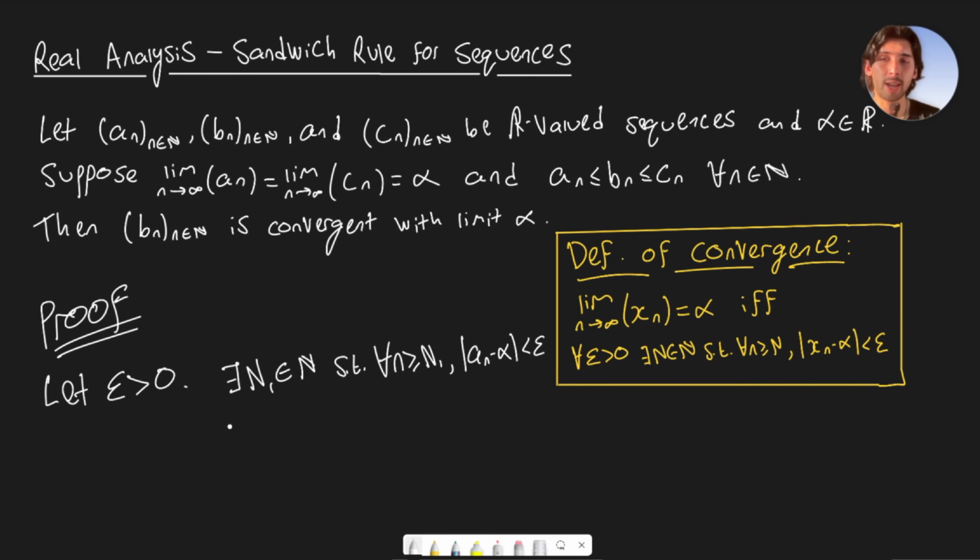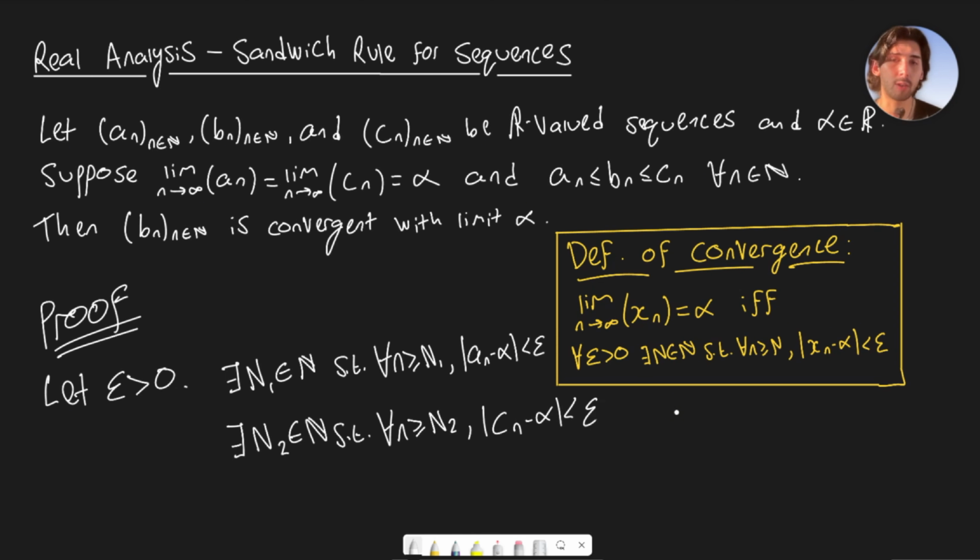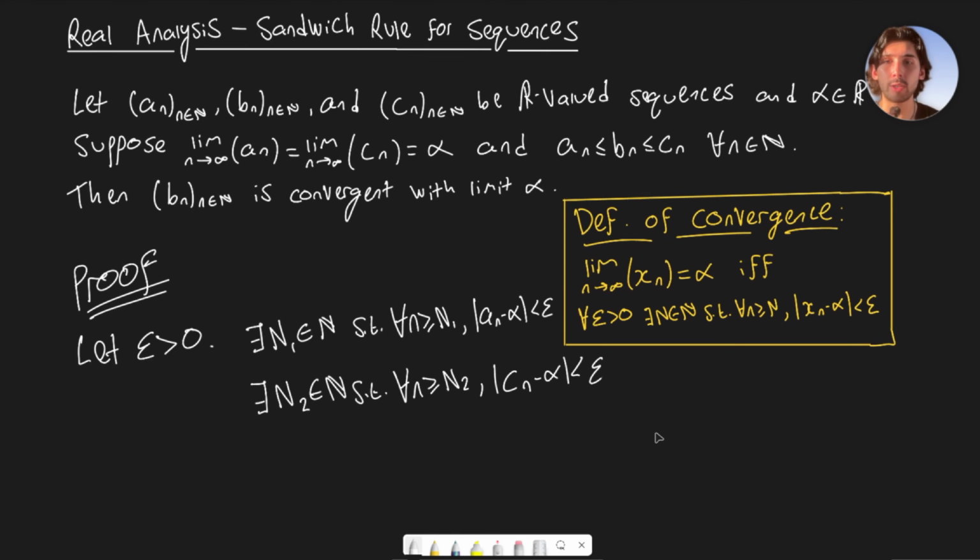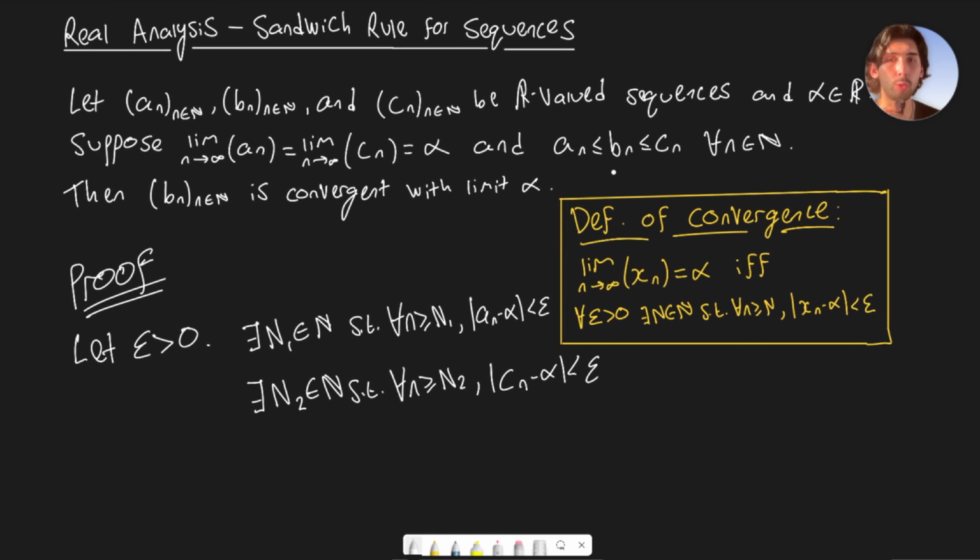We can also do the exact same thing with cn. There must exist some n2 in the natural numbers such that for all lowercase n bigger than or equal to n2, we have that the modulus of cn minus alpha is less than epsilon, by the exact same line of reasoning. That's really useful. Now, let's recall that bn is sandwiched between an and cn. So on a separate line of reasoning, I can say an is less than or equal to bn, which is less than or equal to cn.